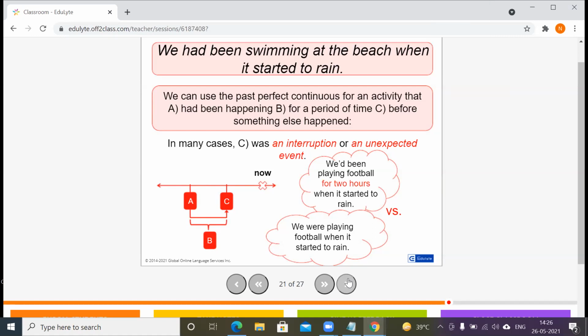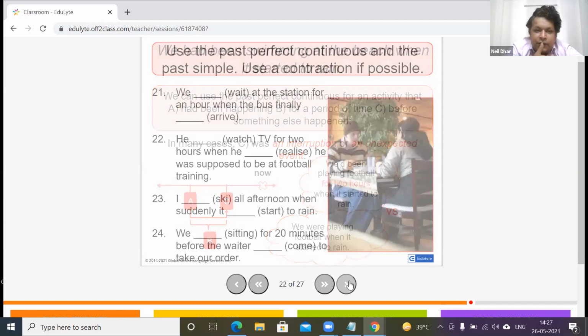We had been playing football for 2 hours when it started to rain. We were playing football when it started to rain. So if you look at this, we'd been playing, so it is we had been. So this apostrophe d, in this case, is the short form of had. So we'd been playing football for 2 hours when it started to rain. We were playing football when it started to rain. Moving on, next one.